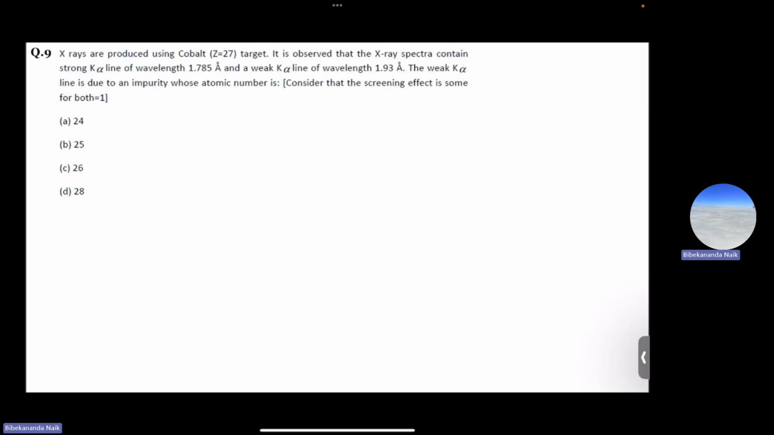So if it is pure cobalt, that is Z equal to 27, then we will be having a strong component of K alpha which corresponds to 1.785. But since there is some impurity, we get another K alpha line which is very weak or low in intensity, and this line corresponds to a wavelength of 1.93 Angstrom. So we have to find which value of Z the wavelength of 1.93 Angstrom corresponds to. That will be the atomic number of the impurity.